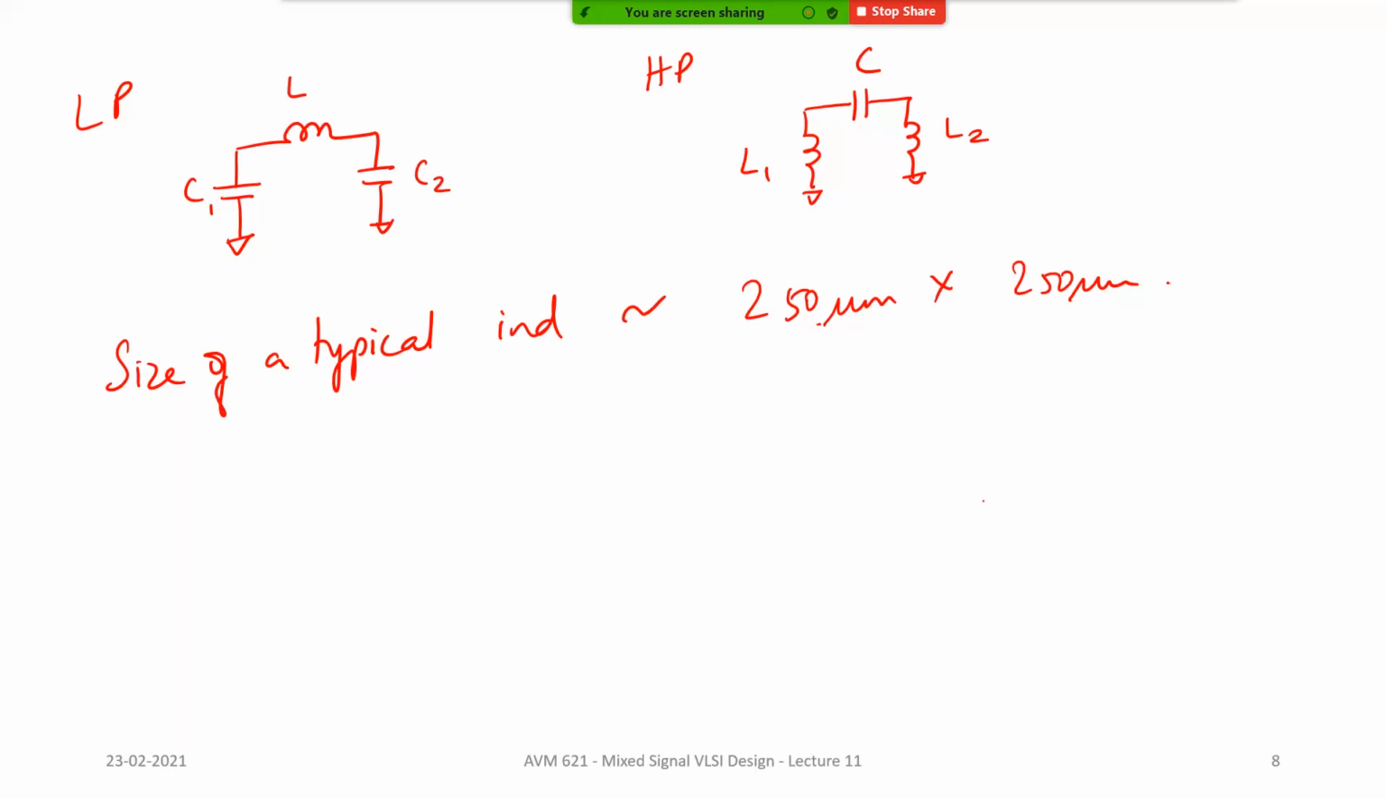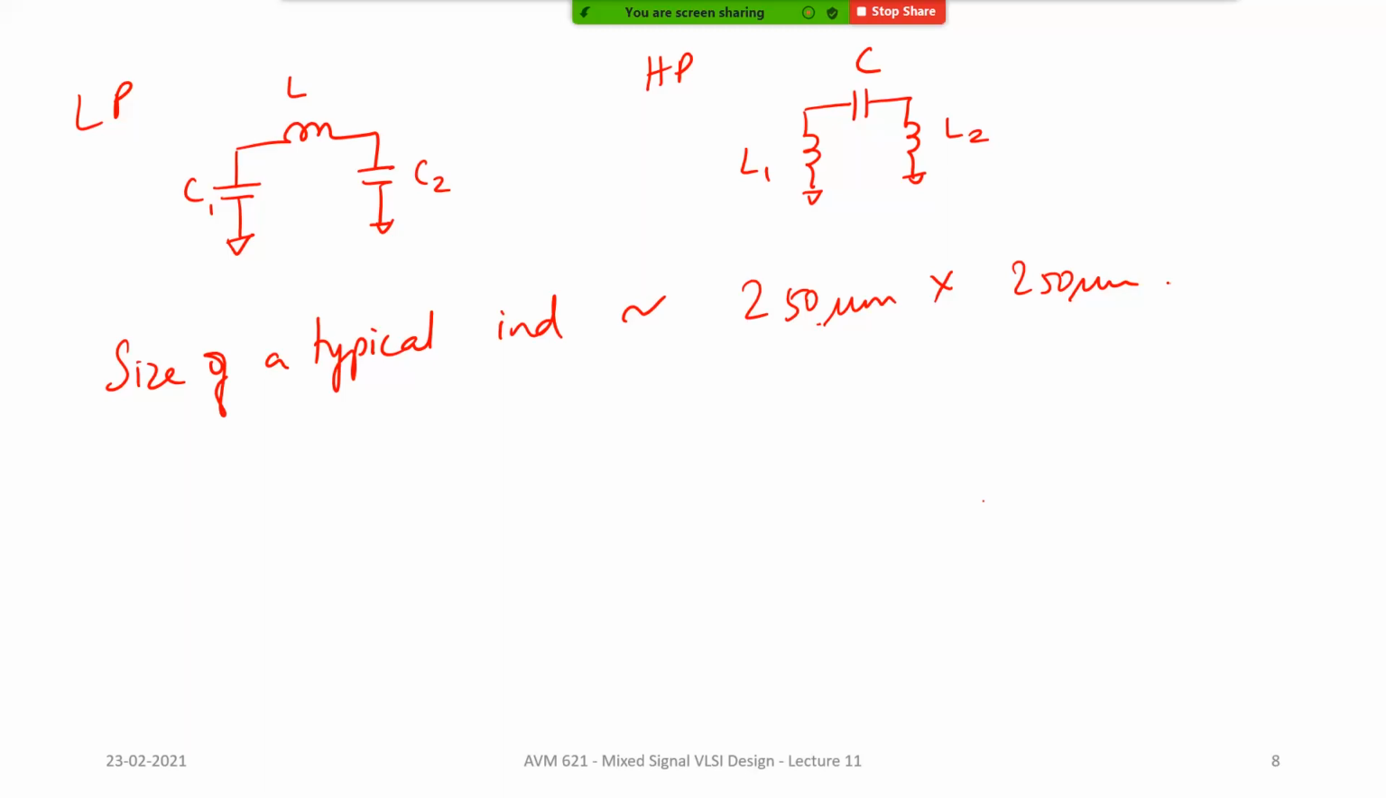Okay, in this area of 250 by 250 micron, you can pack lots and lots of circuits. All right. In fact, I'll show you some chip micrographs where you would see that the inductors are the ones consuming all the area. Because as you go higher in frequency, the dimensions come down. But typically in the mobile communication region, these inductors occupy quite a large area.